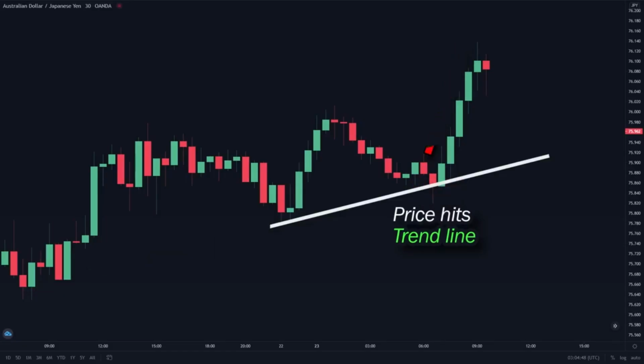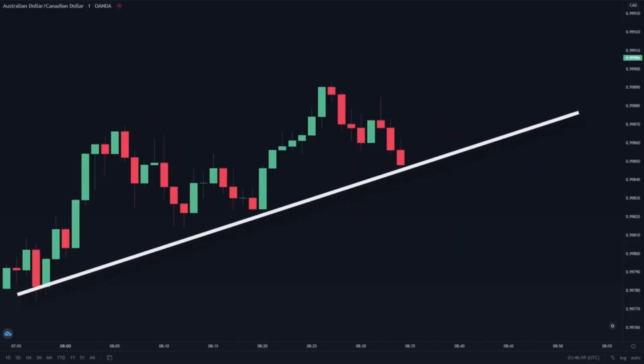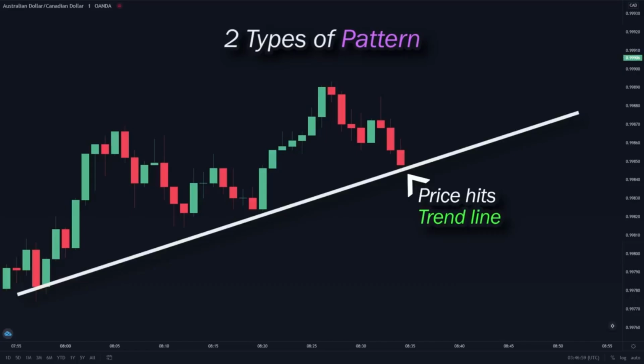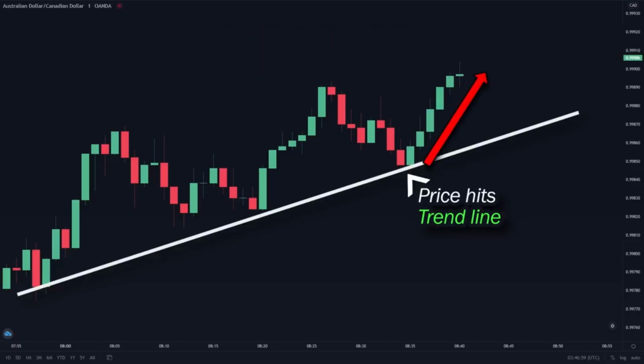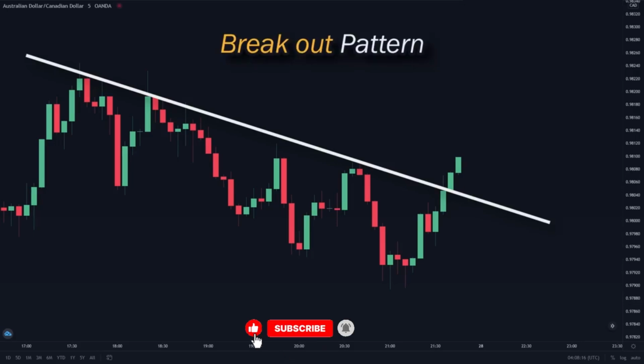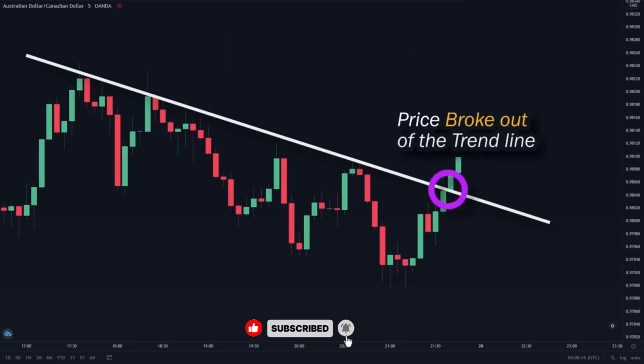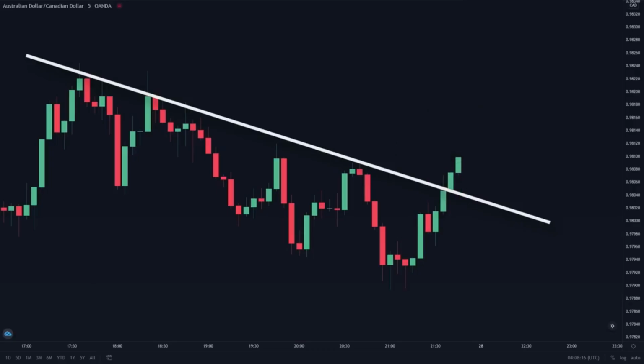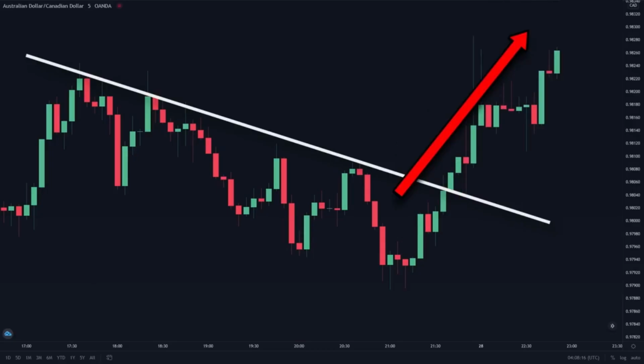For example, in a trendline strategy, there are two types of patterns that may form when price approaches a trendline. The first pattern is called the continuation pattern, which is formed when the price bounces back in the direction of a trend right after hitting a trendline. And the second pattern is the breakout pattern, which is formed when the price breaks out of a trendline, causing the trend to switch directions.